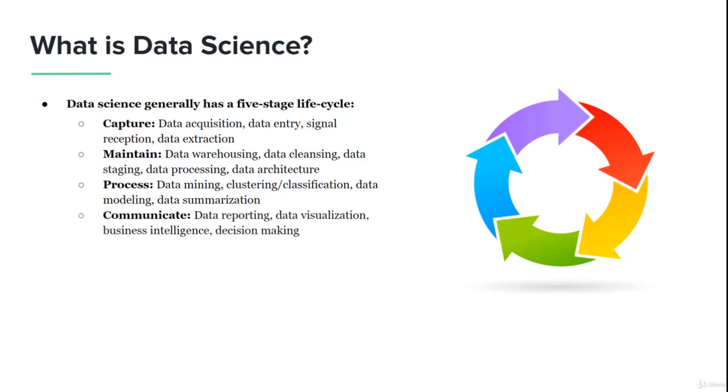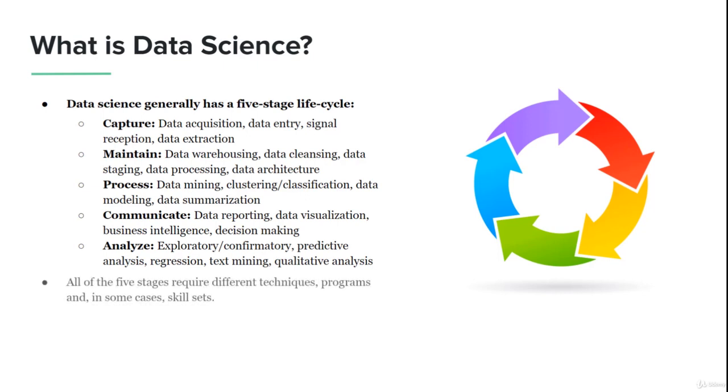And then the next one here is communicate. So this is where you've gone through those first initial 3 stages, and now you're reporting the information, visualizing it, using business intelligence, decision making. And then finally here, you're analyzing the information, right? You have the exploratory, confirmatory, predictive analysis. You have regression, text mining, qualitative analysis. So all of these 5 stages require different techniques, programs, and in some cases, skill sets, right?